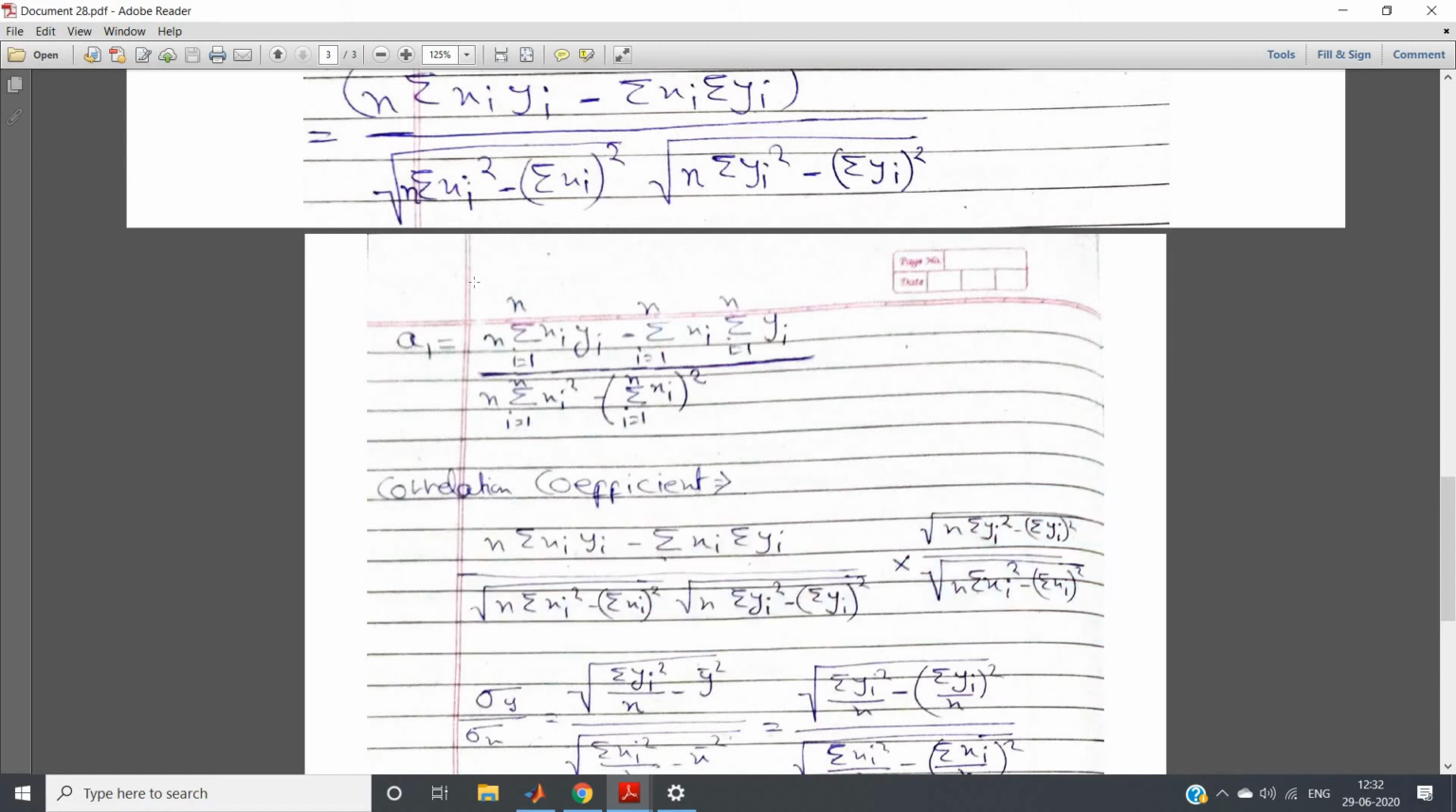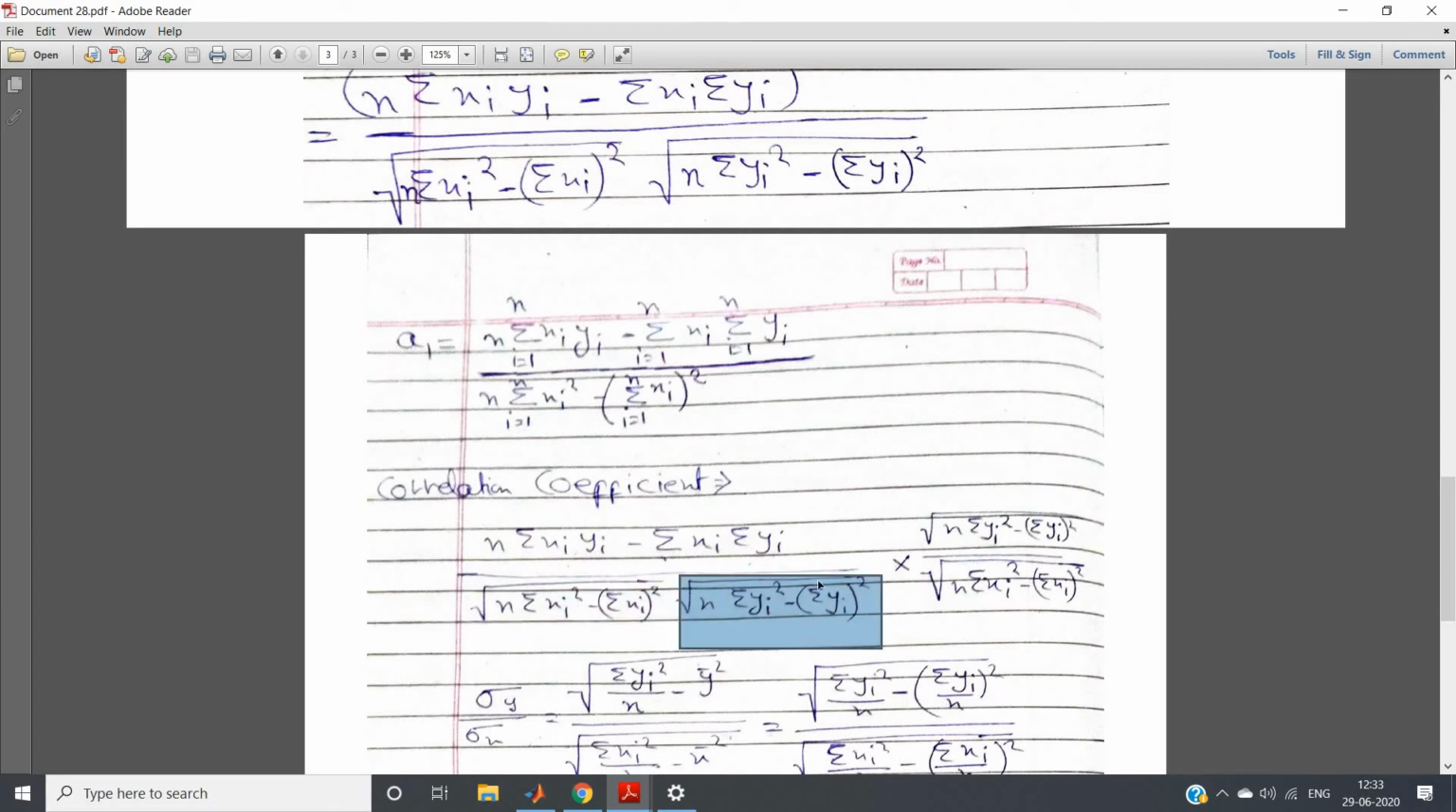See here, in the numerator, n summation over i equal to 1 to n xi yi minus summation over i equal to 1 to n xi times summation over i equal to 1 to n yi. The same thing is present in the correlation coefficient numerator also. But in the denominator here, n into summation over i equal to 1 to n xi square minus summation over i equal to 1 to n xi whole square is present, whereas in the correlation coefficient, inside the root, this term is present and another term, this y term, is also present.